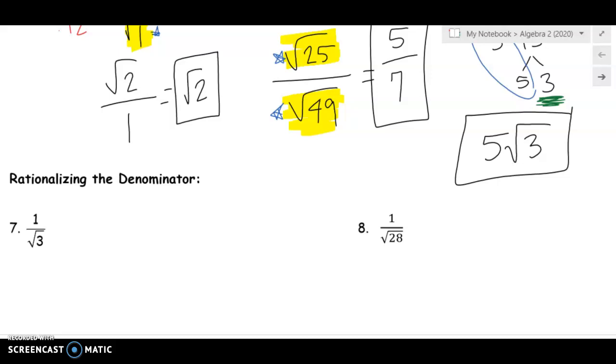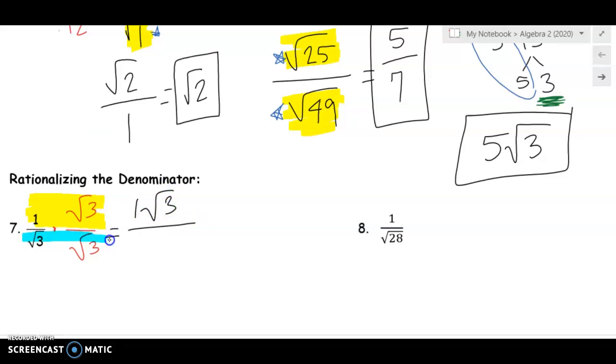So, see this first problem? 1 over root 3. I'm going to go ahead and get rid of that root 3 on the bottom. So I'm going to multiply by the problem. The problem is root 3. So I'm going to multiply the top and the bottom by it. And then I'm going to multiply the top, because that's how I multiply fractions. Multiply along the top. 1 times root 3 is just 1 root 3.